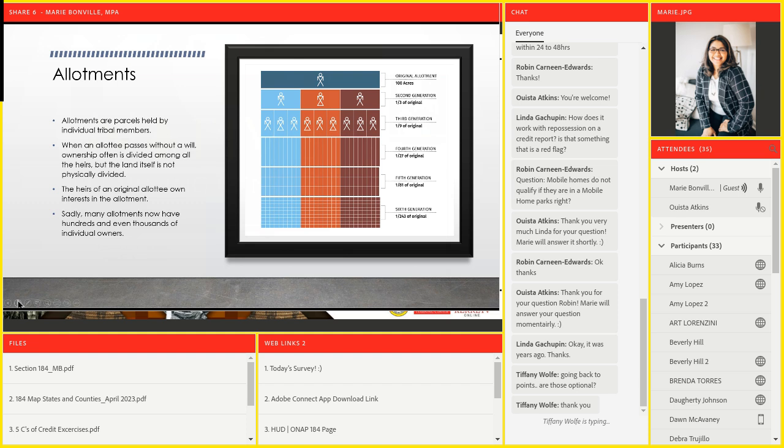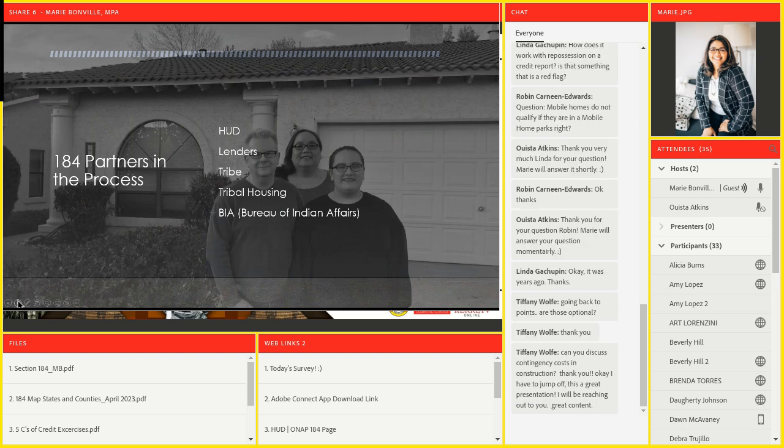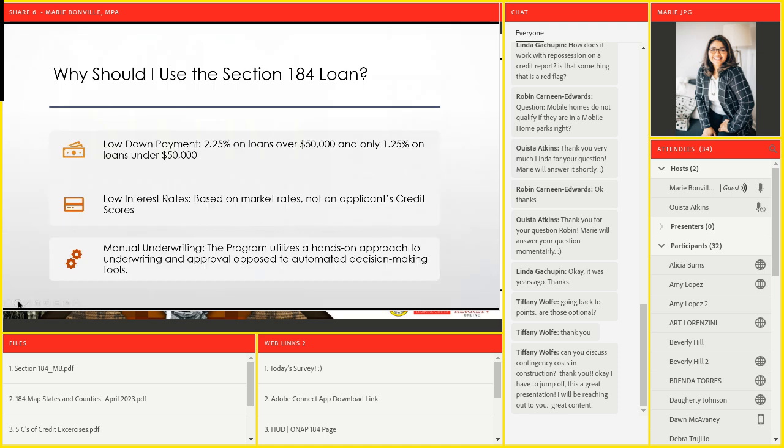Sadly, many allotments now have hundreds, if not thousands, of individual owners, making the process of putting a home on allotment lands a little more difficult. But there are partners in this process, and this is why, as complicated as those things sound, you have your EWONAP partners, you have lenders, you have tribal communities, you have tribal housing authorities, or you have your departments that are working on this day in and day out.